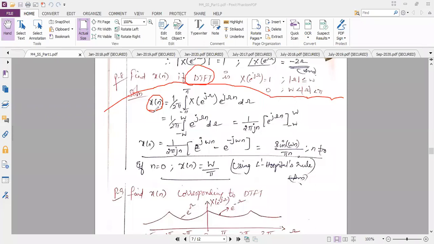So I'm going to use the formula. This is the first time I'm using it. It is 1 by 2 pi, you should remember this formula, integral from minus pi to plus pi of capital X of e power j omega into e power plus j omega n d omega.